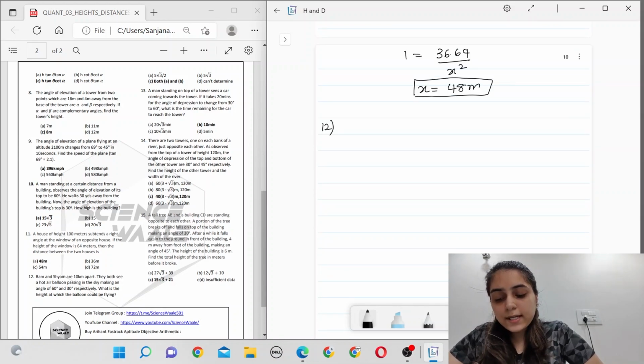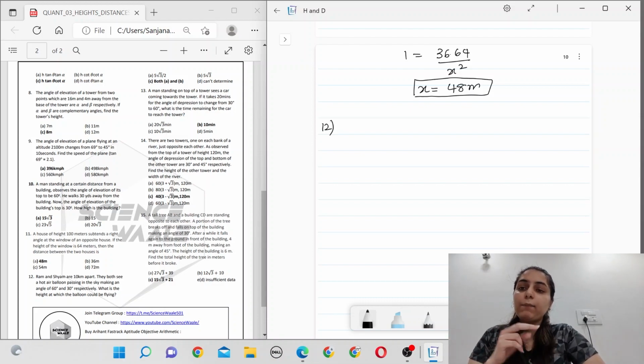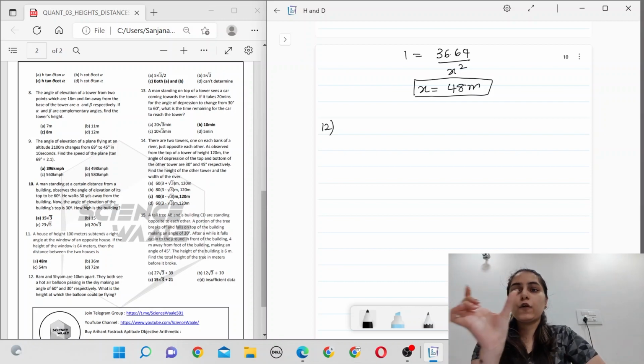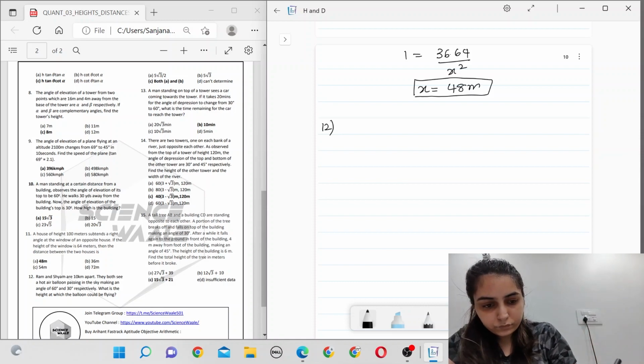Ram and Shyam are 10 kilometers apart. They both see a hot air balloon passing in the sky, making an angle of 60 degree and 30 degree respectively. What is the height at which the balloon could be flying? So here this problem particularly can be done in two ways. That is, it can be done by taking both the persons at the same side, or it can be taken by taking both the people at opposite sides of the tower. So first let's do with the same side.